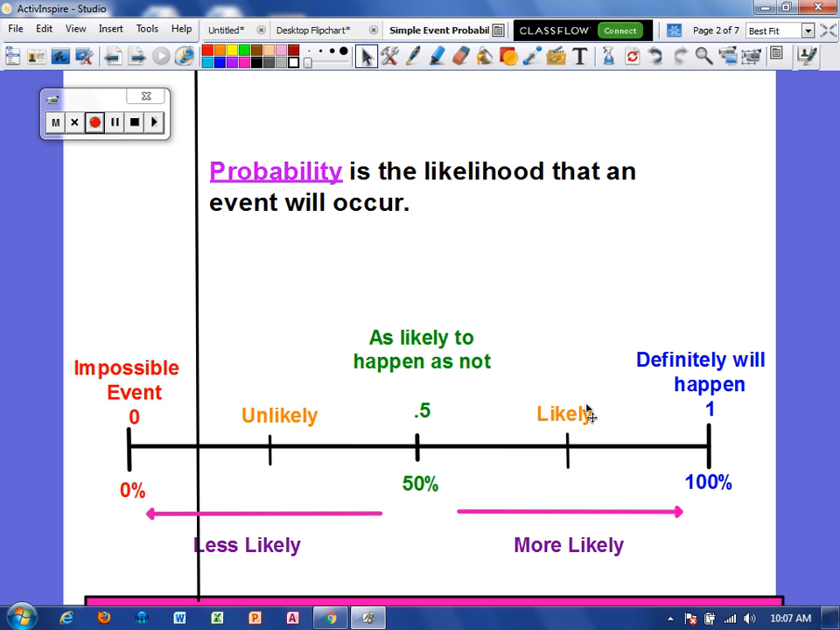So likely means it will most likely happen. So that would be like saying what's the probability of rolling a number greater than 1 on a die. And we have 2, 3, 4, 5, and 6. So there are obviously way more of those. And then it will definitely happen. There is a 100% chance. That could be like flipping a coin and saying, you know what, it's either going to land on heads or tails. Well, yes, one of those will happen. There is a 100% chance that is going to occur.